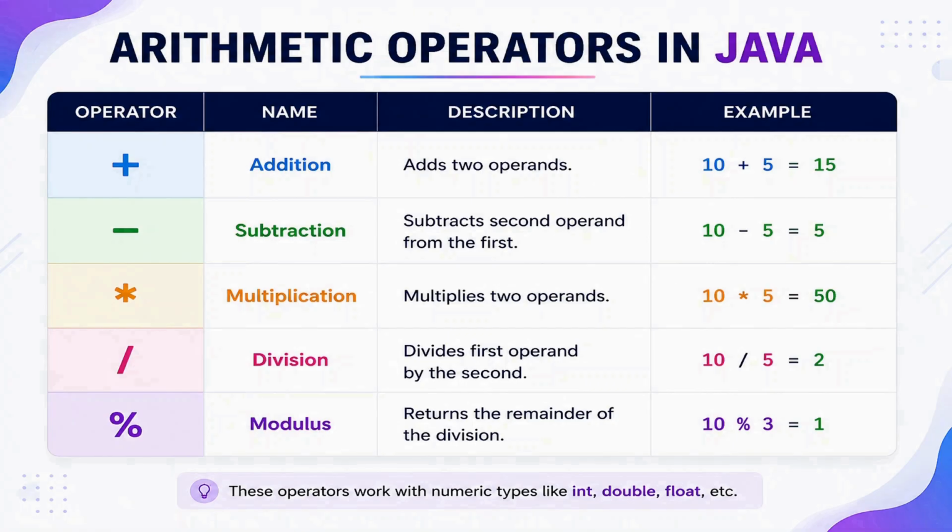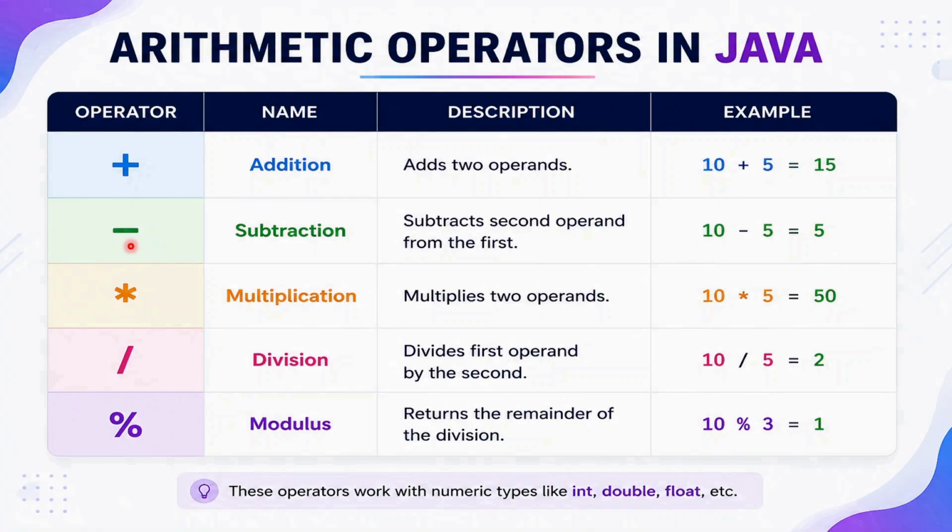So what are arithmetic operators in Java? Arithmetic operators in Java are used to perform basic mathematical operations like addition, subtraction, multiplication, division, and modulus. As you can see here, we have operator plus, whose name is addition, whose description is that it adds two operands, and we have the example 10 plus 5 is equal to 15.